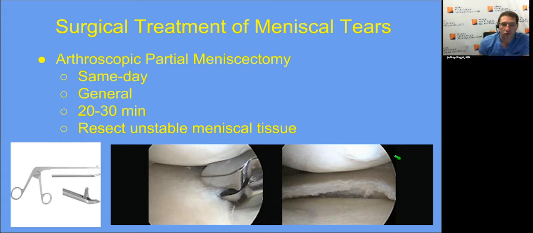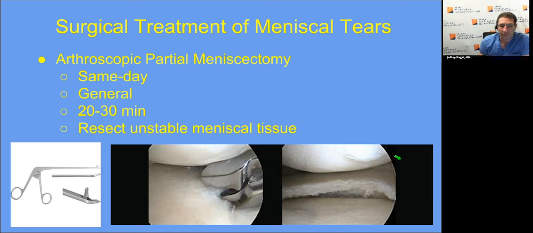The procedure nowadays is almost always a same-day procedure. It's usually done under general anesthesia, and the primary reason is that patients will almost always go home about a half hour to an hour after the surgery is done. And if they have a spinal or general, they'll have to stay in recovery for several hours. The actual operation takes usually 20 minutes, maybe 30 minutes.